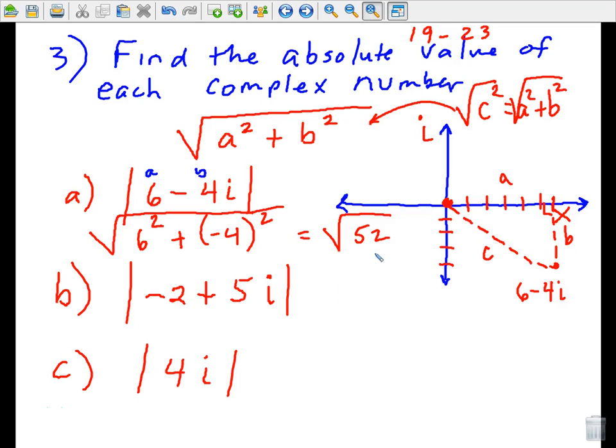Okay, so I could rewrite this using the factors radical 4 times radical 13. And now we can simplify further. What would be my final answer? That would be 2 radical 13. So the absolute value of this complex number in simplest radical form.